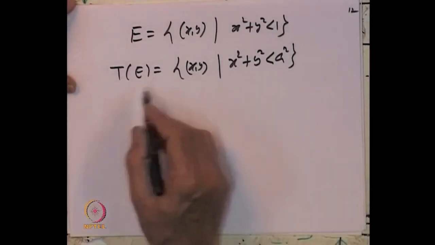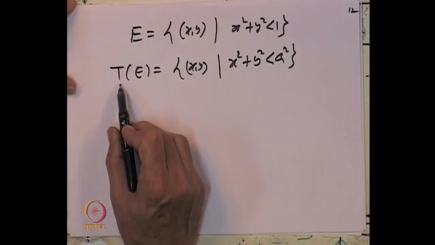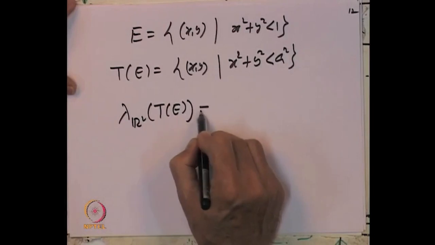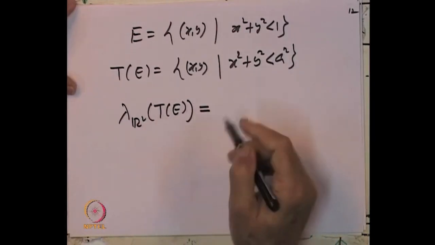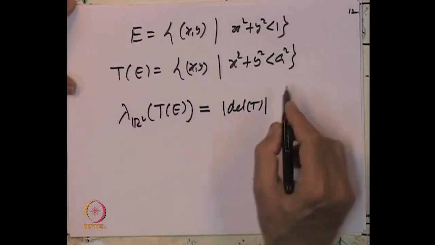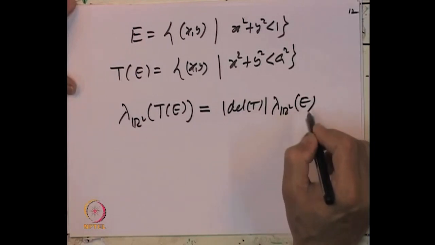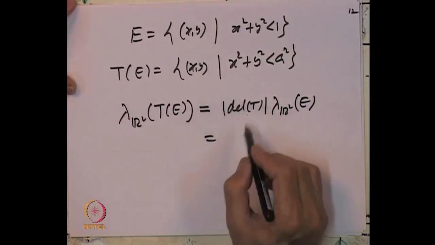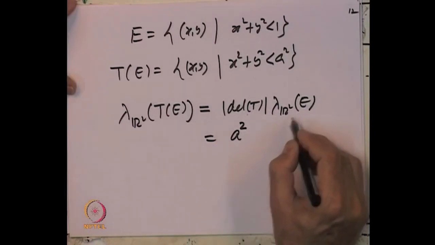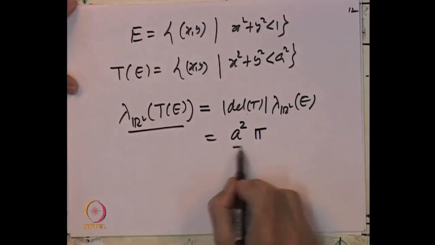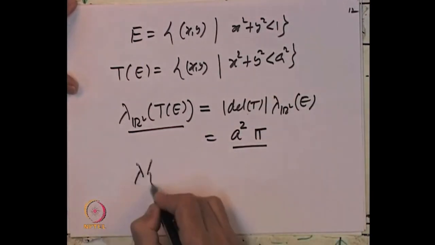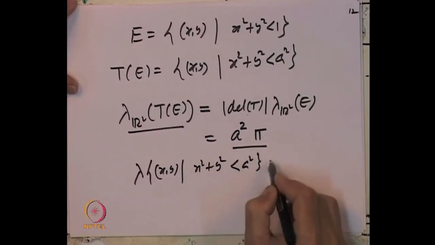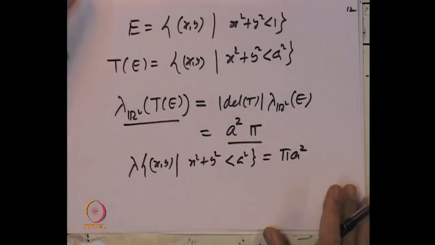So, that means now we apply our theorem of linear transformations. So, look at the Lebesgue measure on R 2 of the transformed set T of E. That is equal to, by the property of the theorem, determinant of T times the Lebesgue measure of the set E. But determinant of T is equal to, it is a diagonal transformation, so that is a square, and the Lebesgue measure of E, which is a unit circle, is pi. So, the Lebesgue measure of the transformed set is equal to pi a square. So, that means the Lebesgue measure of all the points x y such that x square plus y square is less than a square is nothing but pi a square. So, that is the magnification that we are getting.